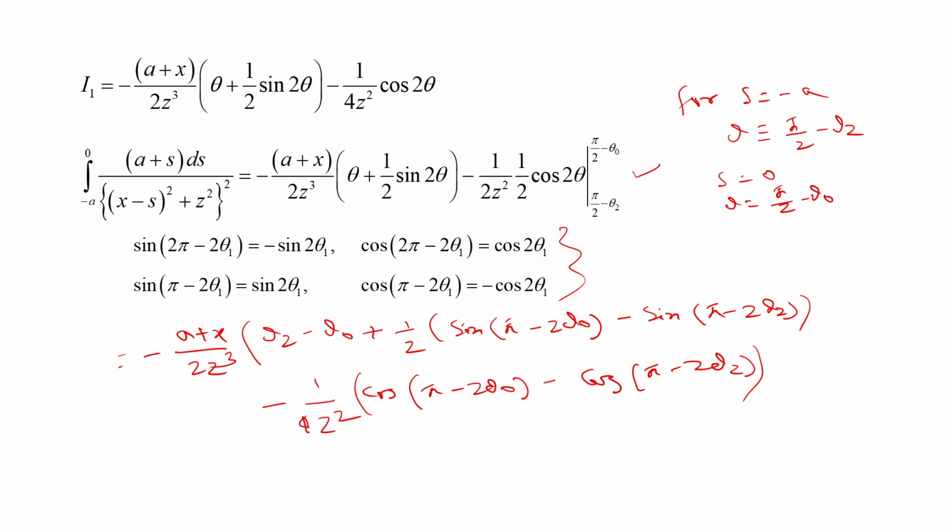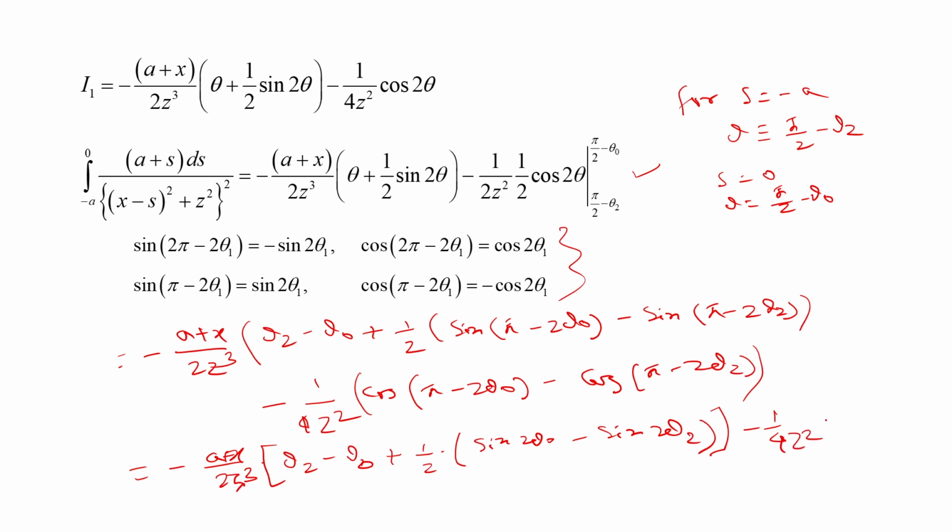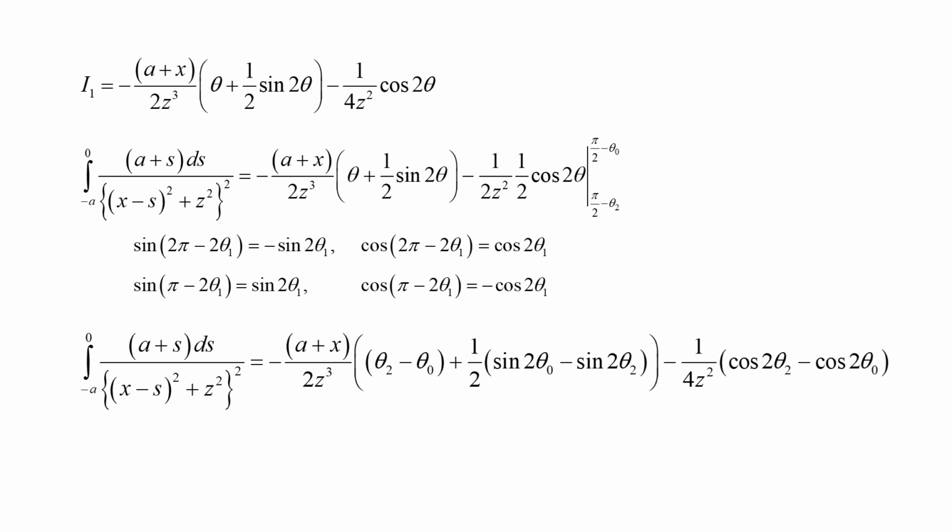So, we can simplify this expression here, and it will be minus of a plus x by 2 z cube, and it will be theta 2 minus theta 0 plus half of, this is pi minus 2 theta 2 0. So, it is sine 2 theta 0 and minus sine 2 theta 2 over here, and minus 1 by 4 z square, and one can take this part also. And so, finally, after doing all this, one will get this expression.